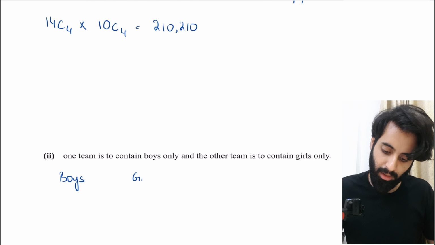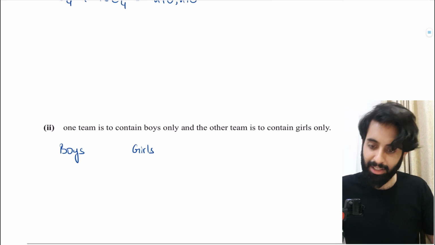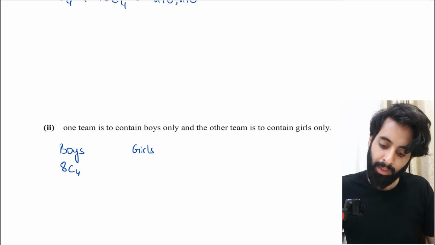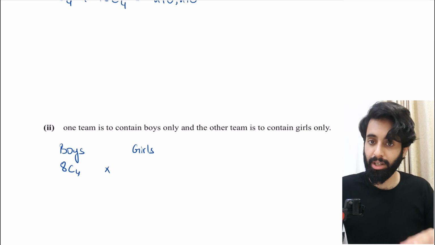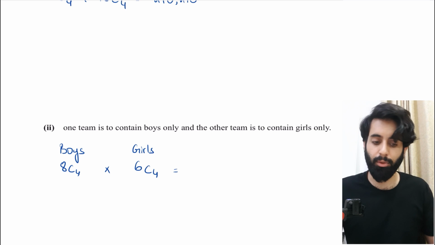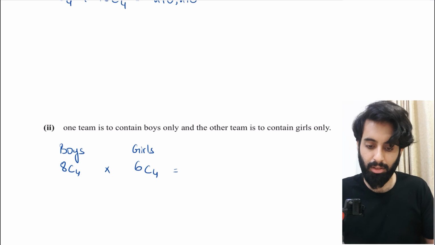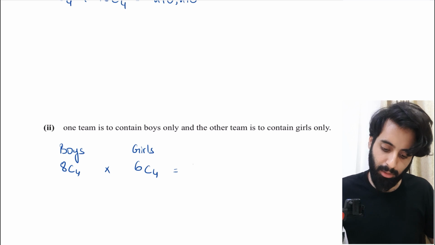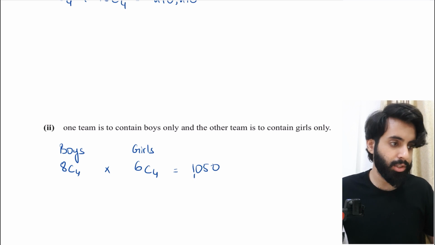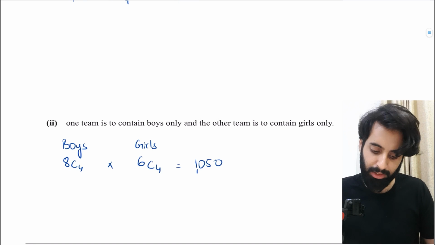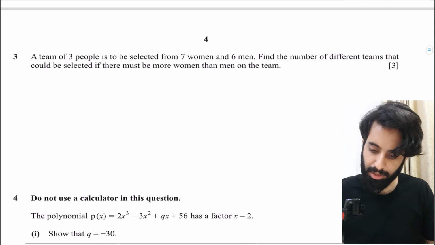Boys and girls. Now remember, when you're selecting the first team, you have 8 boys to choose from, and you're going to choose 4. And when you're selecting the second team, which should contain girls only, you have 6 girls to choose from, and again you're going to be selecting 4. So let's work this out. 8C4 times 6C4. So that turns out to be 1050, which is again the correct answer. Okay, so that's one question. Let's move to the next question.